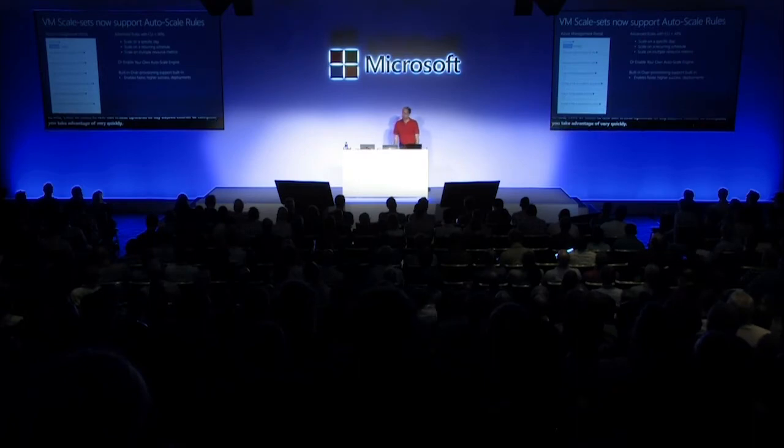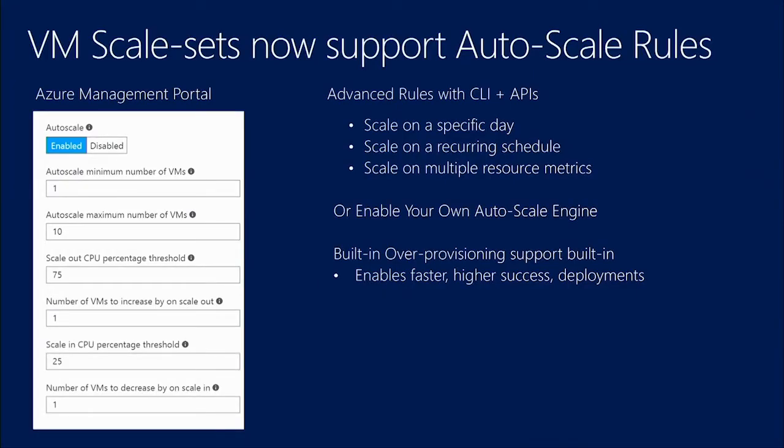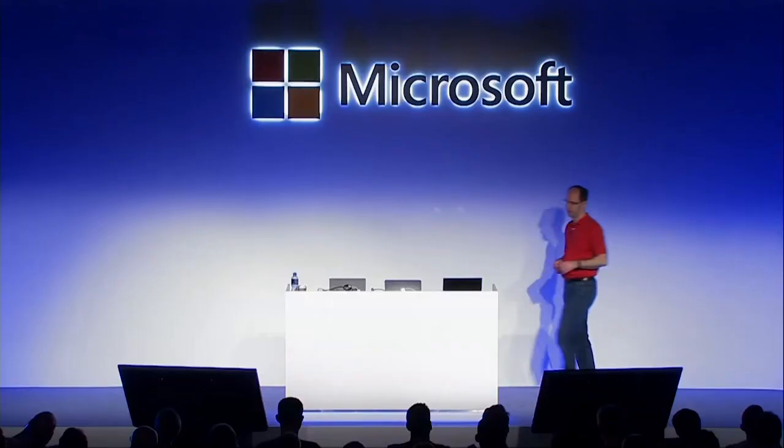VM scale sets now support auto scale rules. So when you create a scale set, you can basically say, hey, automatically scale up or scale down the scale set based on what is actually happening in the application. And so you can either do timer-based rules, or you could do it on CPU. And then we also at Build just shipped the ability to do custom metrics. So you could even do things like measure the availability of your website, or the latency of your website responses, or any arbitrary metric you want and scale up or scale down based on that in a completely automated fashion, which is kind of cool.